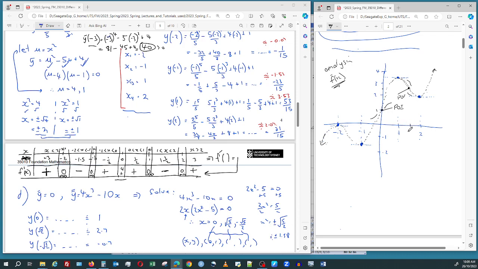The other one was minus 1.58, and it's near enough to minus 0.7. So it's just about here. It's a bit of an exaggeration, but this is a point of inflection. And so we get a curve, concave down, concave up. Okay, so we're writing quite a lot of information in at this point, and checking all of that.